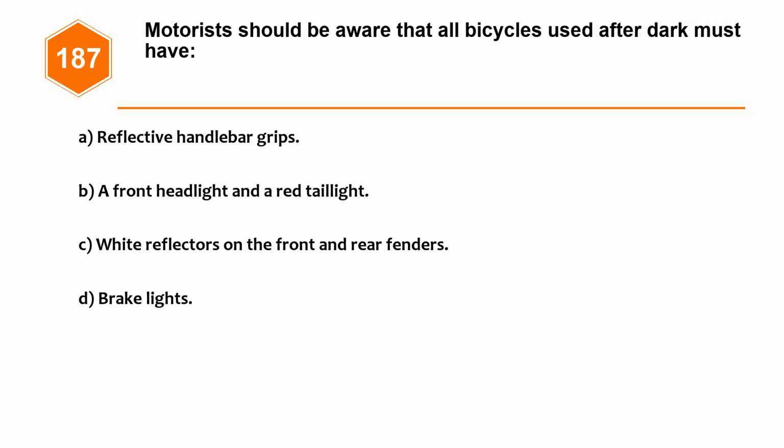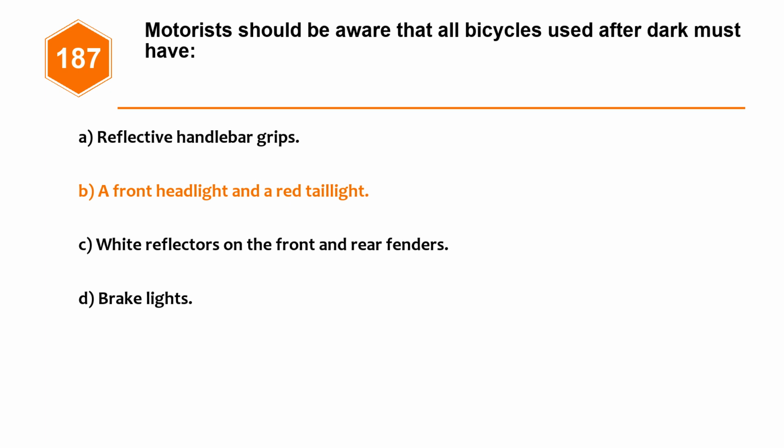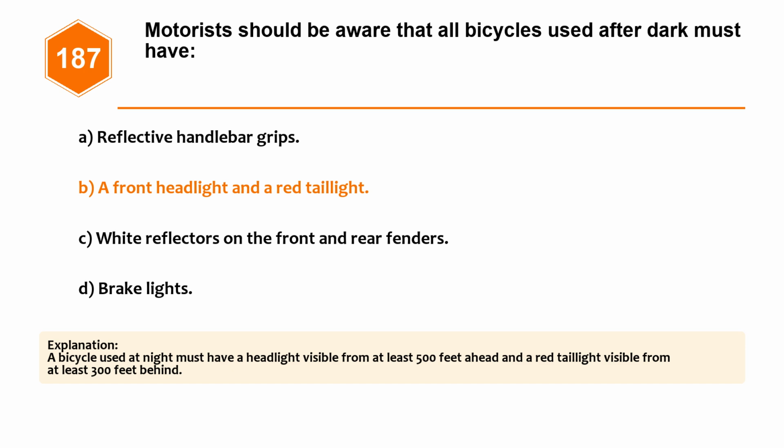Question 187. Motorists should be aware that all bicycles used after dark must have Option A. Reflective handlebar grips. Option B. A front headlight and a red taillight. Option C. White reflectors on the front and rear fenders. Option D. Brake lights. The correct answer is option B. A front headlight and a red taillight. Explanation. A bicycle used at night must have a headlight visible from at least 500 feet ahead and a red taillight visible from at least 300 feet behind.